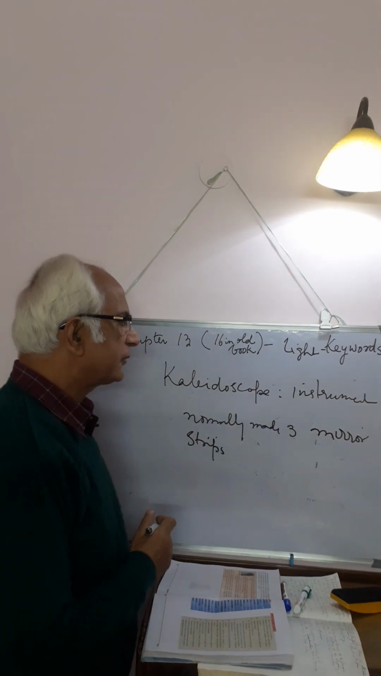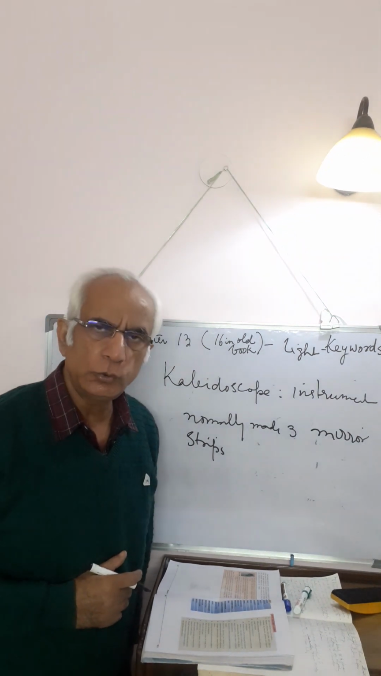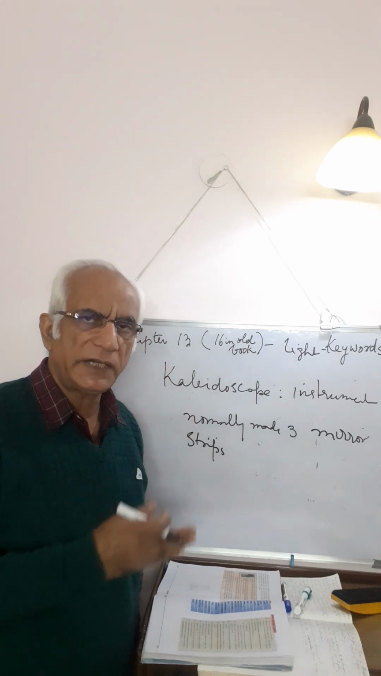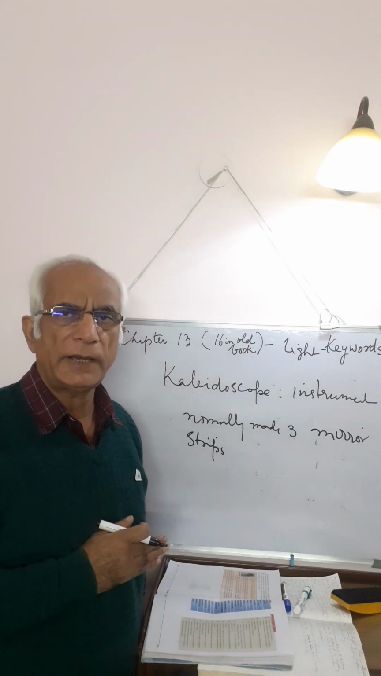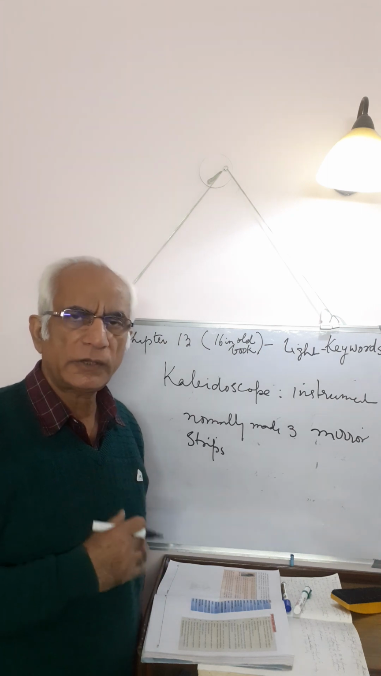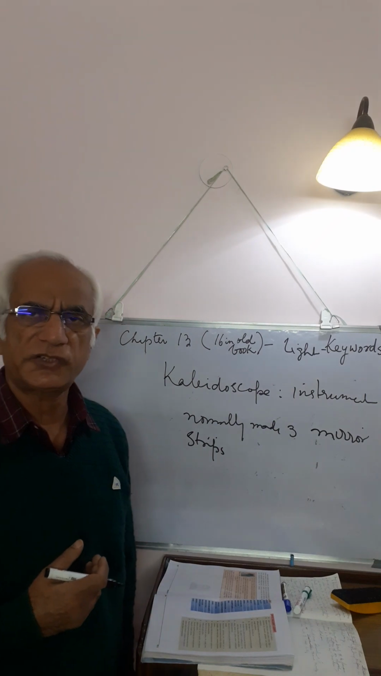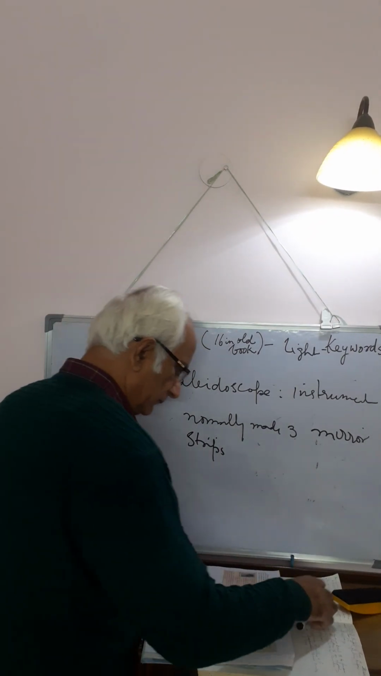So it's an instrument normally made of 3 mirrors, and there are 2 glass plates at one end, and in between the glass plates there are glass pieces or broken pieces of bangles, and when we look from the other end, we see different patterns formed by reflection by 3 mirrors.